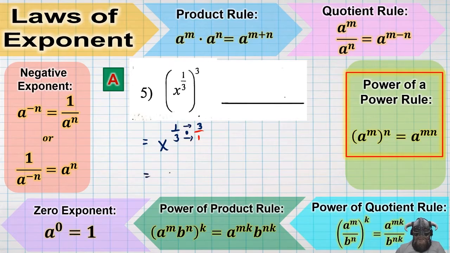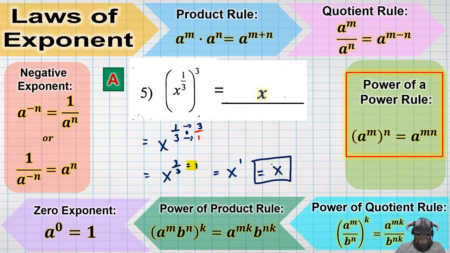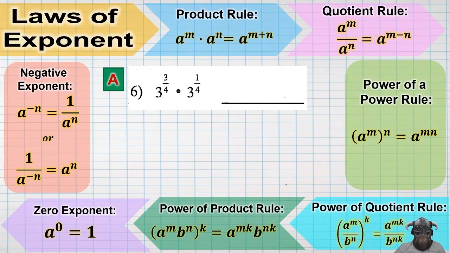We'll be having an answer x raised to 3 over 3. In this case, 3 over 3 will just be equal to 1, diba? So, 3 divided by 3, equal lang yan kay 1. So, our answer will be x raised to 1. So, pwede na nating hindi isulat yung raised to 1 na yan, and our final answer will just be x. Yan, tama. Next, let's go to number 6.